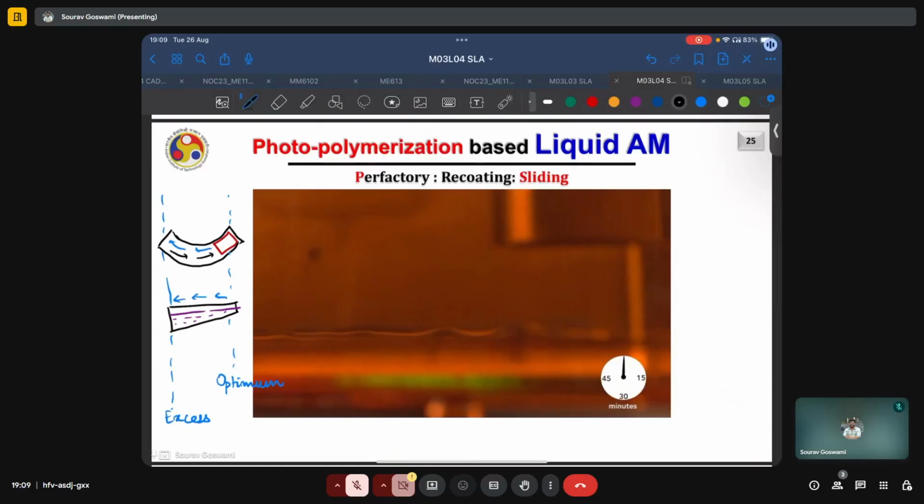And this is very useful because, as we know, we are using liquid feedstocks here, and liquids are, say, weak in shear. And so by shearing, the printed part can be easily separated from any liquid resin which may be present underneath it.